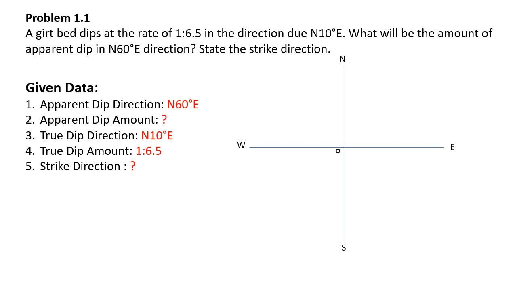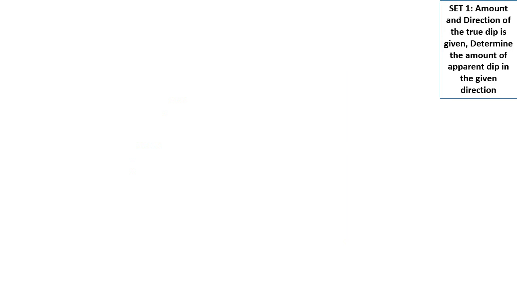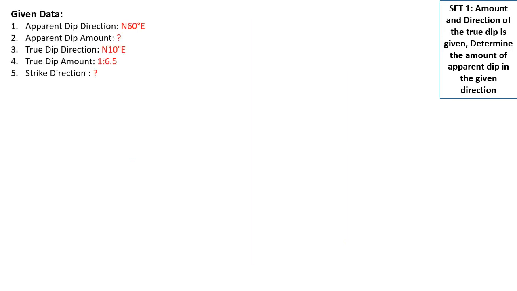So there is a grit bed which is dipping at the rate of 1:6.5 in north 10° east. Means how to measure the angle is, from north it is 10 degrees east. Means from the north line we are going to measure. So keep your protractor on the point O on the north direction. Then from north measure exactly 10 degrees towards east. So we will solve the problem.